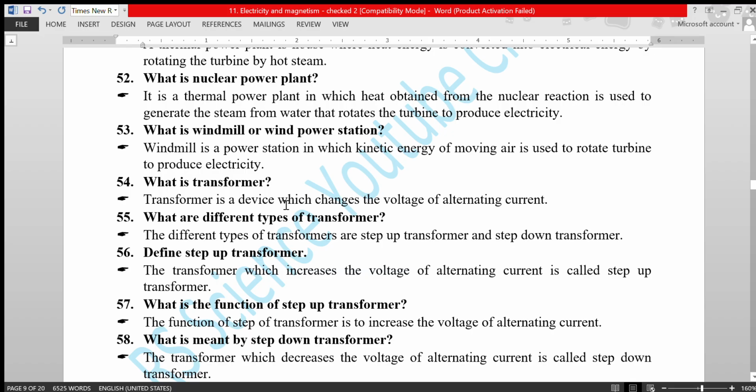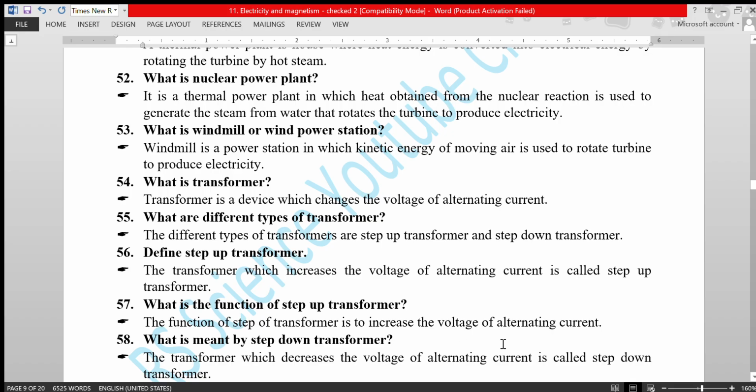What is transformer? Transformer is a device that changes the voltage of alternating current. What are different types of transformer? Step up transformer and step down transformer. Define step up transformer. The transformer which increases the voltage of alternating current is called step up transformer. What is the function of step up transformer? The function of step up transformer is to increase the voltage of alternating current.